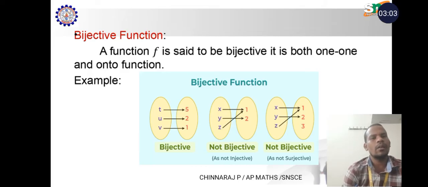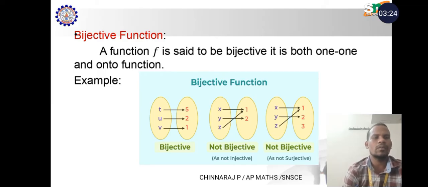Onto means every element in the codomain has a pre-image in the domain. The pre-image of 1 is x and z. The pre-image of 2 is y. So it is not a one-one function, but it is an onto function. Bijective means both one-one and onto. So it does not satisfy the one-one condition. Therefore, it is not a bijective function.